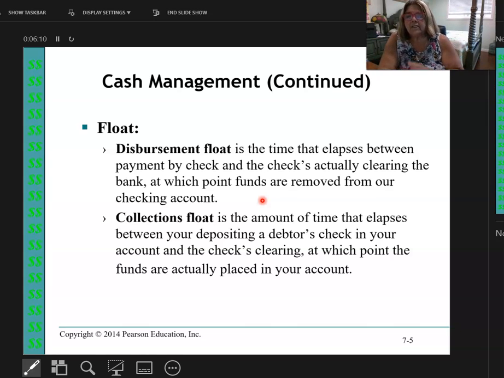Collections float is the time that goes between when your customers pay you. When your customers actually pay you, and you give me a check, I go down to the bank and put it in. Until it's actually cleared your account and all the money's in my bank, that's called a collections float. Obviously, I want that money in there quicker than what your bank may want to give it to me. So floating money is not a great personal practice, but it is certainly a good business practice.